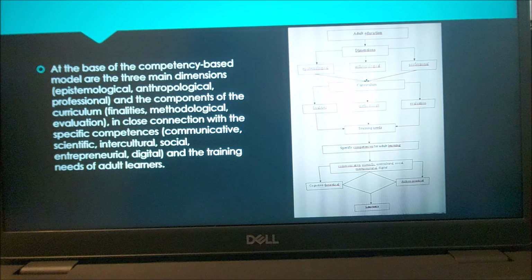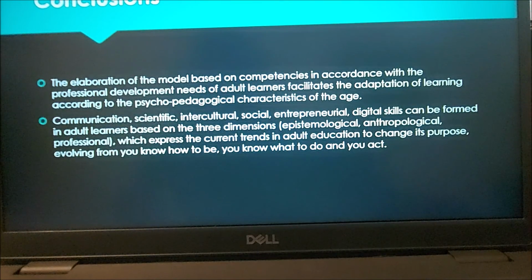In conclusion, the development of the competency-based model in line with the professional development needs of adult learners facilitates the adaptation of learning according to the psycho-pedagogical characteristics of the age.